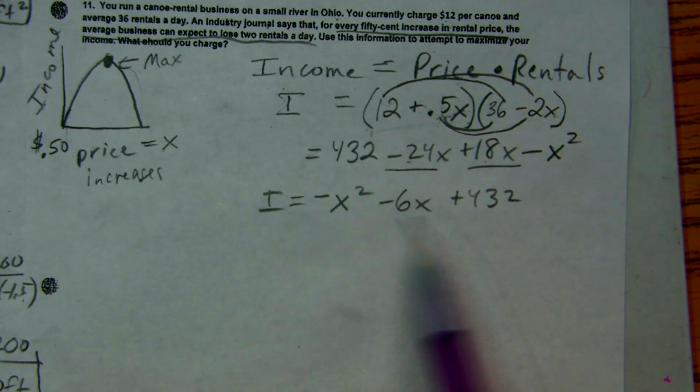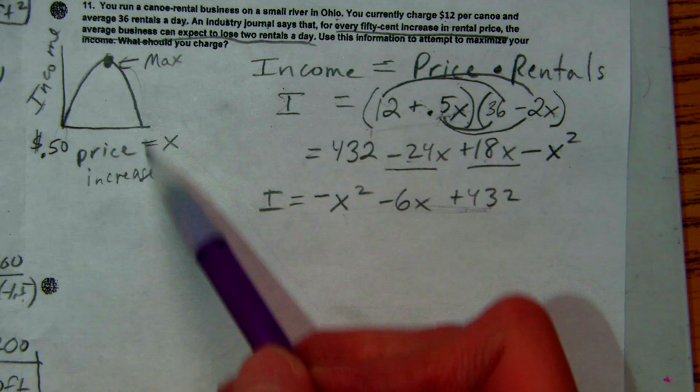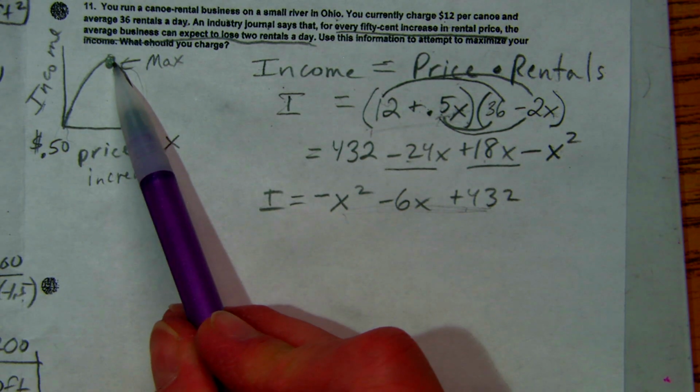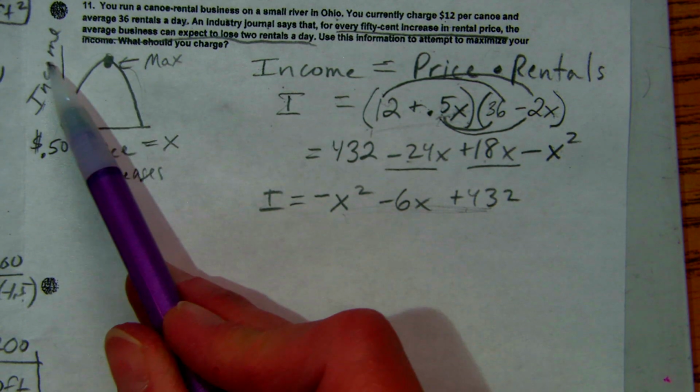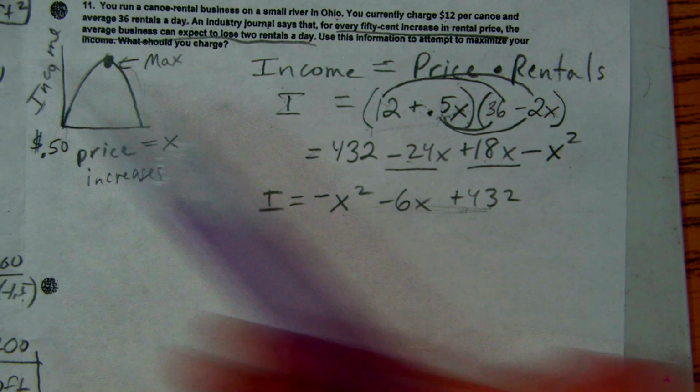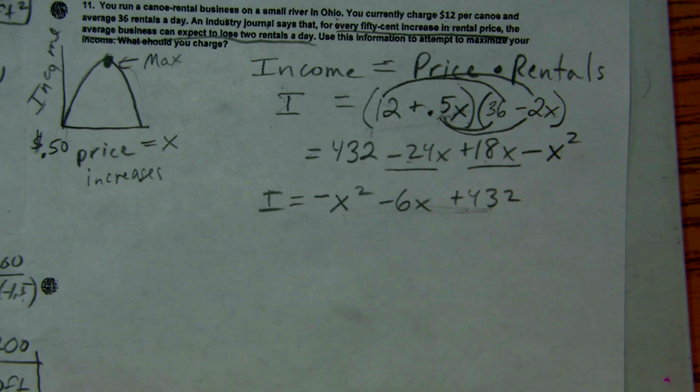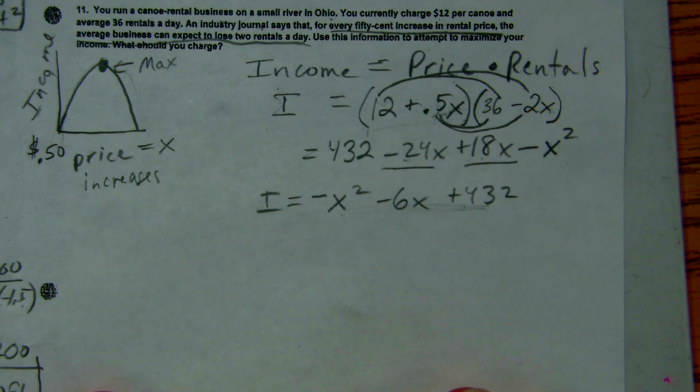If I can find the vertex of this parabola, that's going to give me the price that I should charge, and it will tell me how much money I would make off of those canoes. This is probably not the only income these people have, because they're probably selling canoes and other things. This would just be one thing that they're doing.